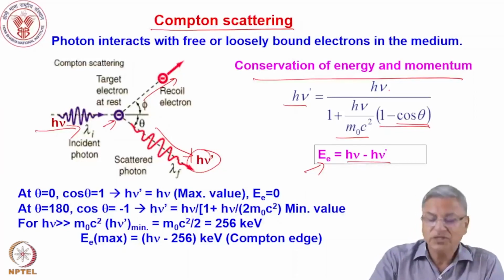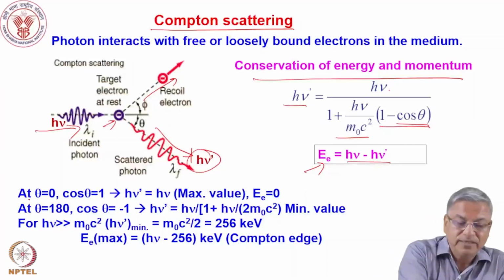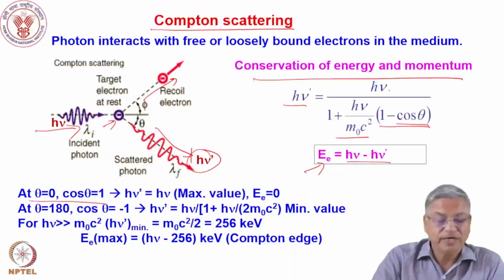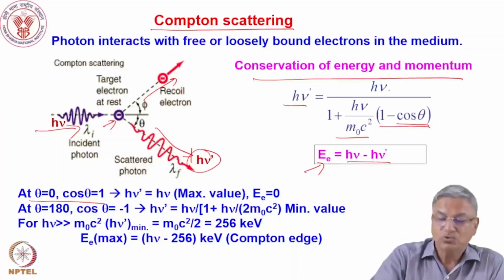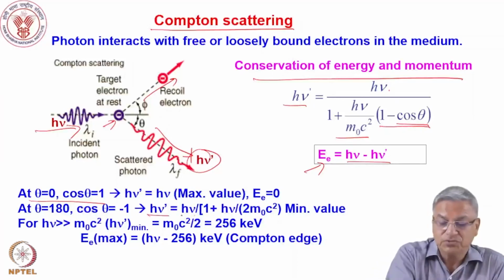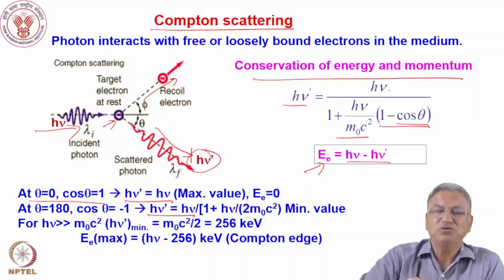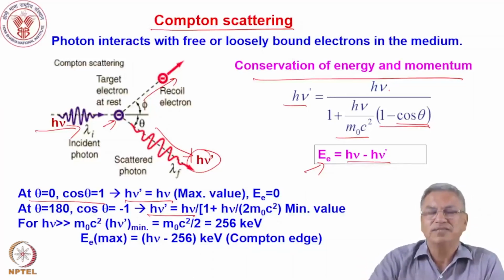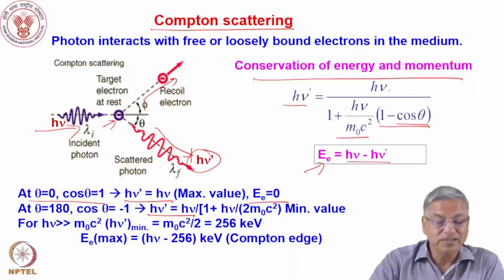You will see the manifestation of this when we look at what happens at theta equal to 0. Then cos theta equal to 1, and so this term becomes 0. So you have h nu dash equal to h nu. That means at 0 degrees the photon goes undeflected, and the electron energy is 0 when the photon is scattered at 0 degrees.